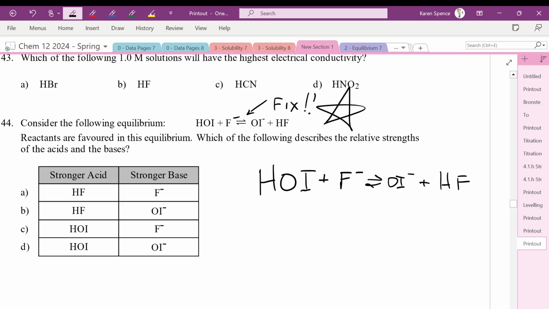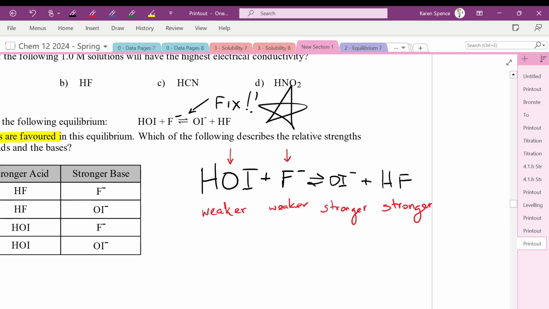So there is information in this question that will let you figure that out. What does the question tell you that will let you figure out who is stronger and who is weaker? It tells you that the reactants are favored. And if the reactants are favored, that means that these guys, are they both stronger or are they both weaker? They are both weaker. And that means that these guys are both stronger.